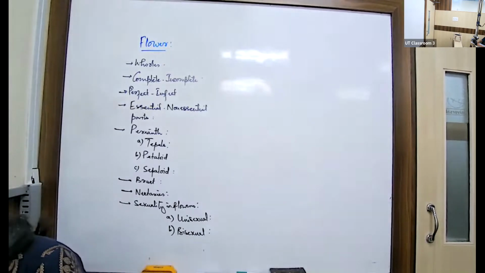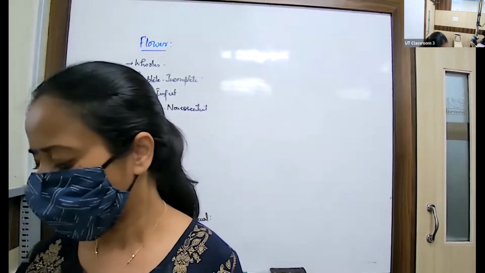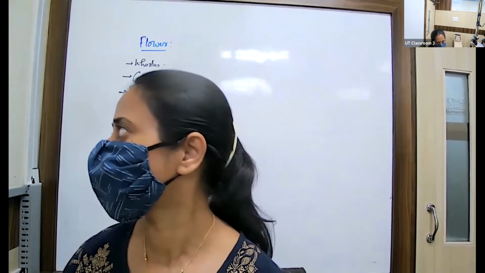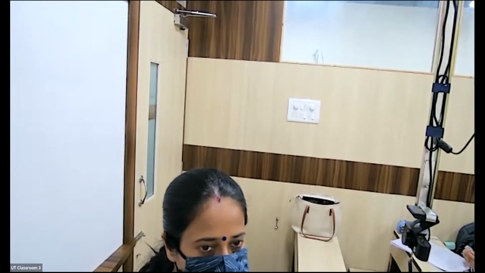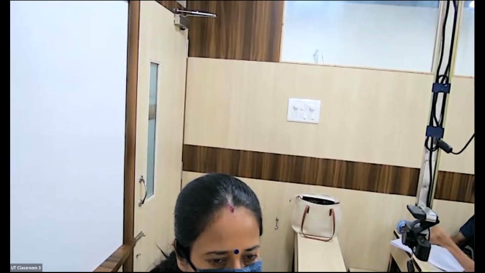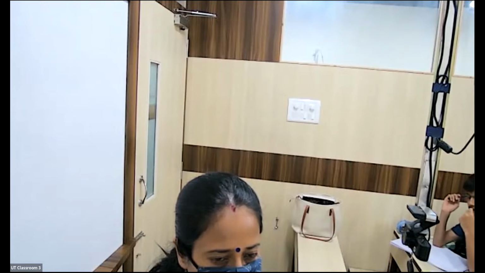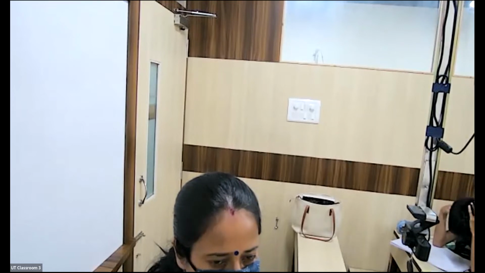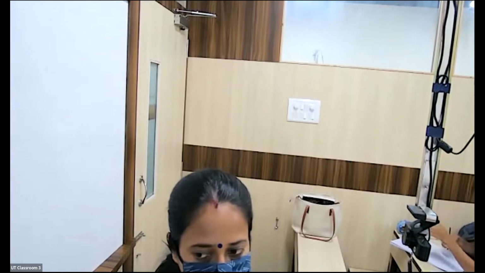What was the function of the anther we wrote? Anther produces pollen grains. And the other day also I told you that the anther is producing the pollen grains. What was the function of the filament? I told you what to remember. To support the anther. Function of the filament is to support the anther.